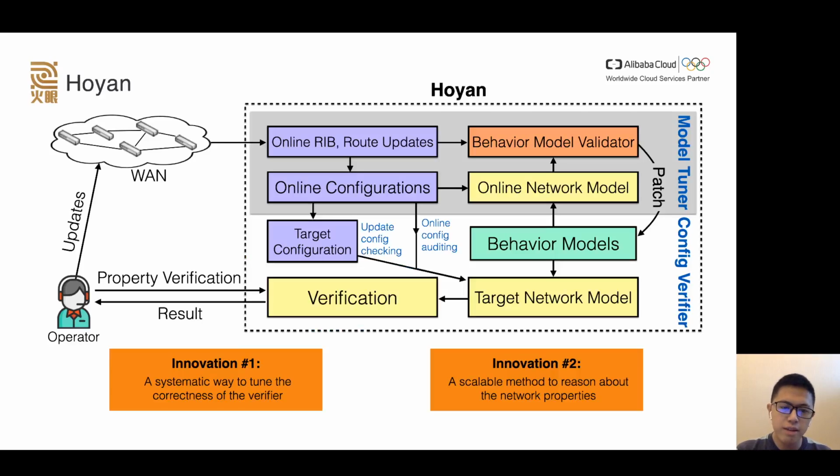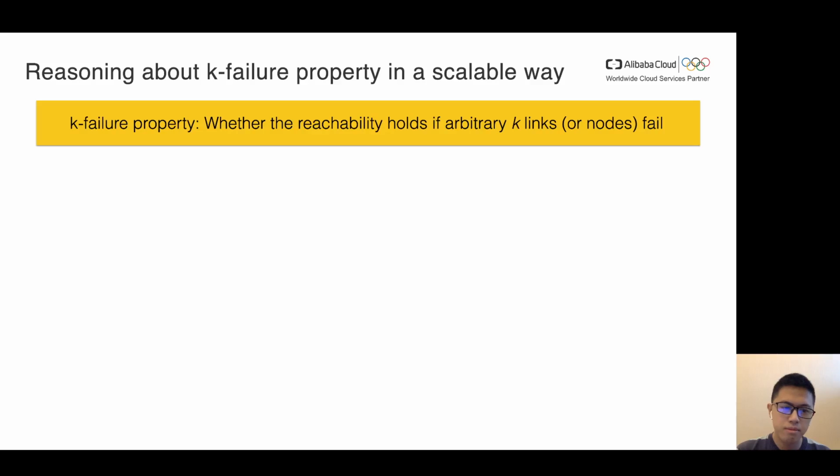Let me show you the second innovation of Huoyan, the scalable method to reason about network properties. The key challenge in our verification design is how to reason about the k-failure property in a scalable way. The k-failure property means whether the reachability holds if arbitrary k links or nodes fail. This means whether the current network is robust enough to tolerate one or more link failures.